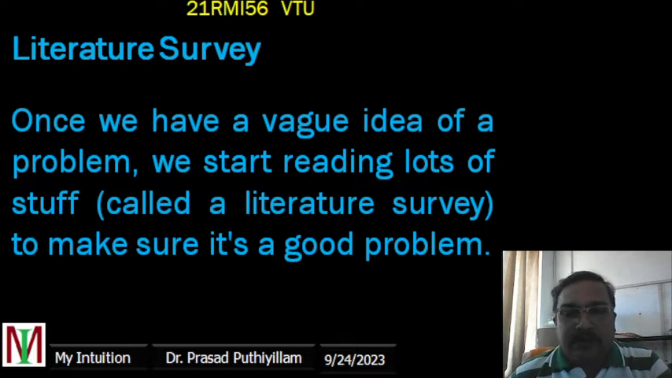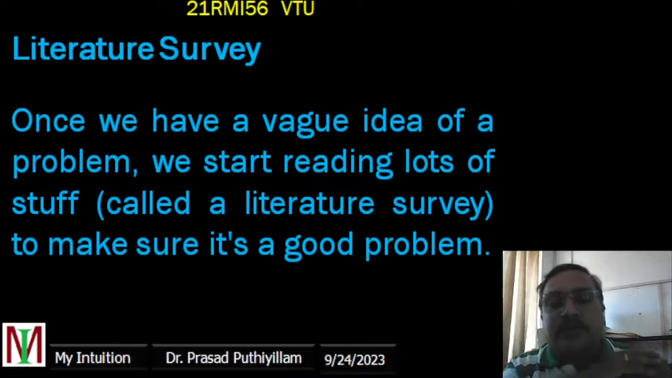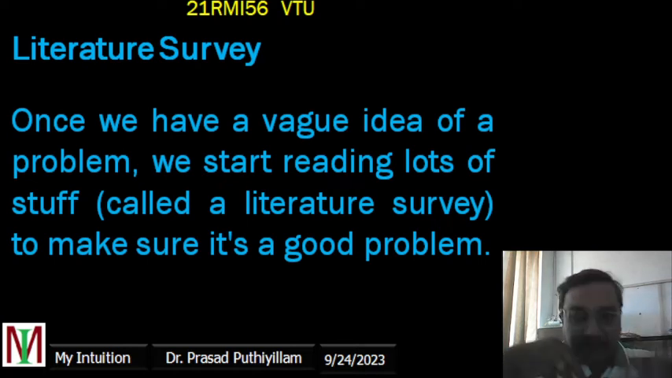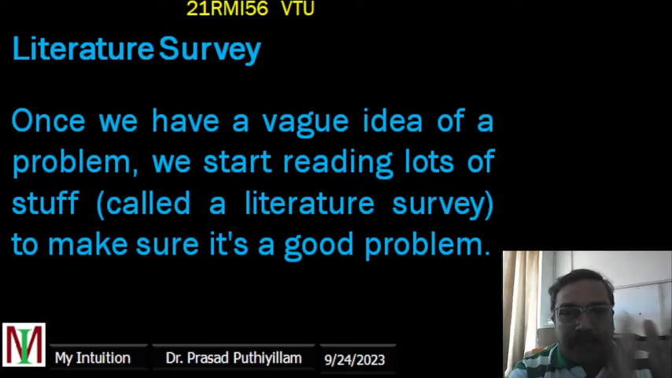So once we have a vague idea, a rough idea of a problem, we start reading a lot of stuff. Websites, textbooks, research papers, everything. Whatever the established literature is, you are going through it, identifying it, collecting it, and arranging it in a proper way. We call that procedure a literature survey.